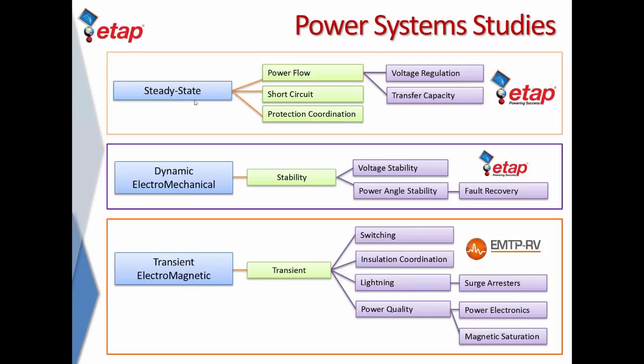So typically the steady state calculations are done within ETAP. The dynamic electromechanical calculations are also done within the ETAP program. But when it comes to fast transient calculations, the electromagnetic calculations, such as switching transient, insulation coordination, surge arrestor sizing, lightning surges, those are typically done in electromagnetic transient software such as EMTP-RV.